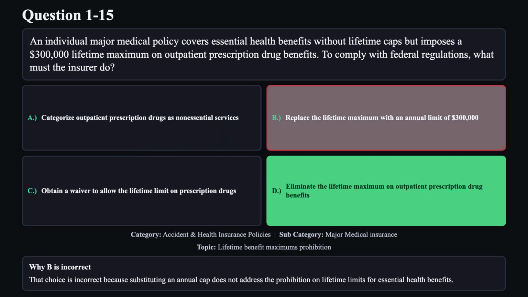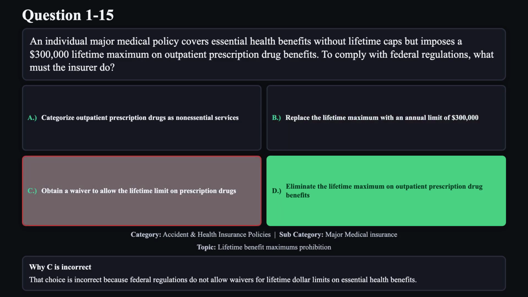Reason B is not correct. That choice is incorrect because substituting an annual cap does not address the prohibition on lifetime limits for essential health benefits. Reason C is not correct. That choice is incorrect because federal regulations do not allow waivers for lifetime dollar limits on essential health benefits.